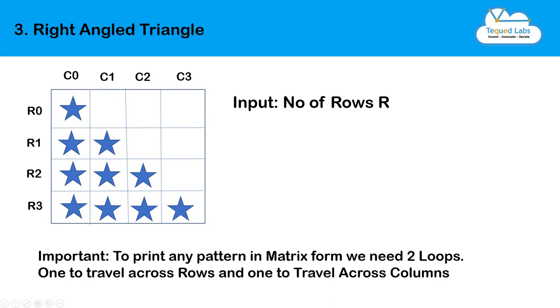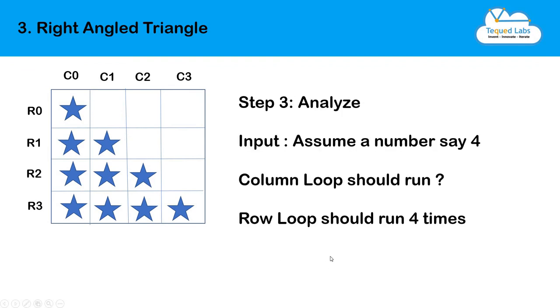So the input would be the number of rows R. So this will be the user input. And we also know that we need two loops to print this particular pattern. One loop to travel across different rows and the other inner loop to travel across different columns. Now coming to the analysis part, we know that the row loop, which is the outermost loop, should run 4 times. And the column loop should run how many times?